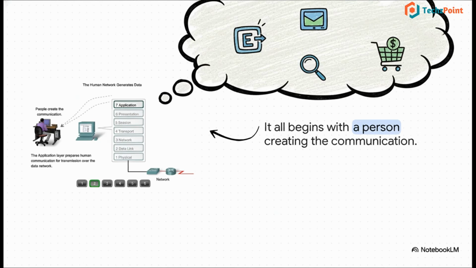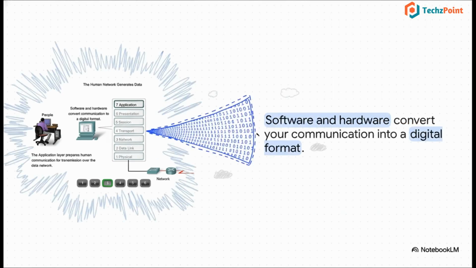You see, every single thing that happens online starts with a person. It starts with you. You decide you want to write an email, search for a recipe, or buy something. It all begins as just a simple thought, an intention in your head. The second you type that search or you hit that send button, your device's software and hardware spring into action.